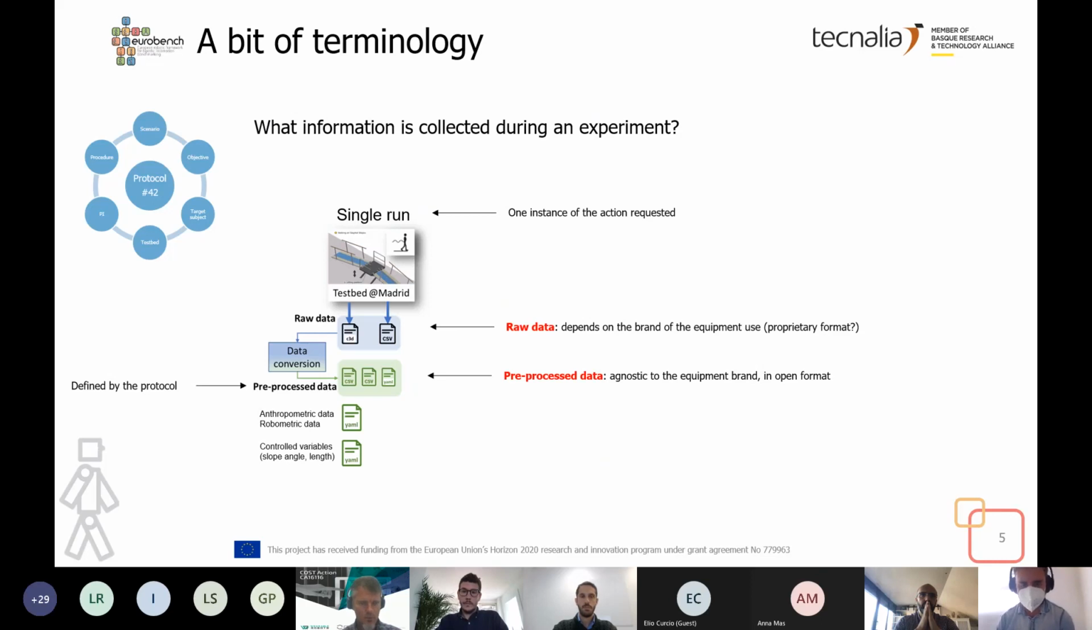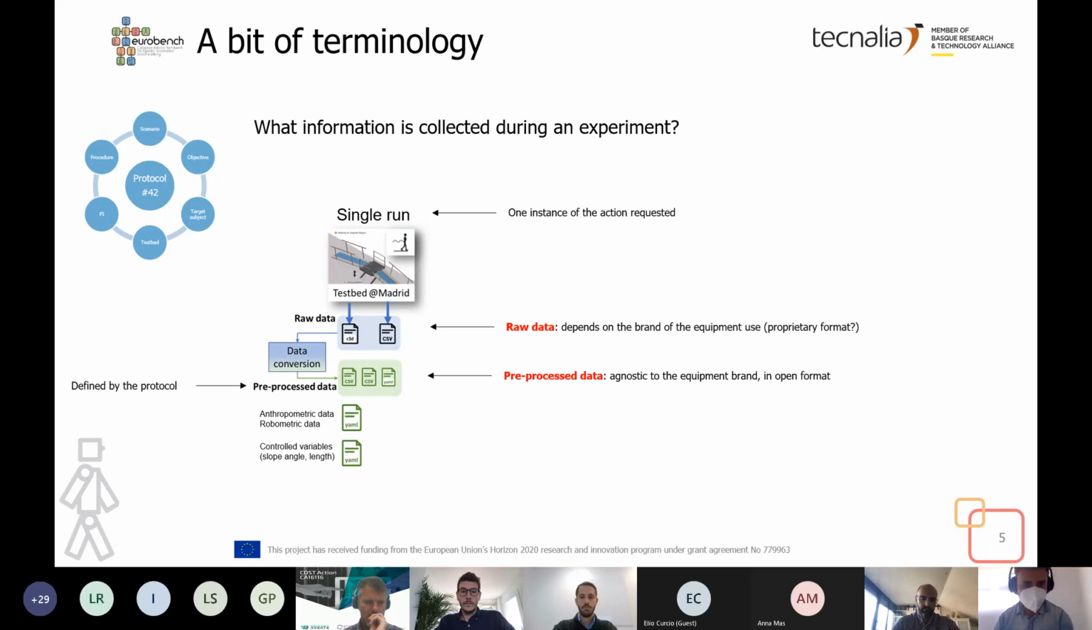So for a single run of this experiment, a single execution, you will have a set of data, and probably this data depends on the brand of the equipment you are using, and even has its proprietary format. So here we propose to convert this data to a preprocessed format that contains similar information to the previous one, but is agnostic to the equipment, and is in an open format.